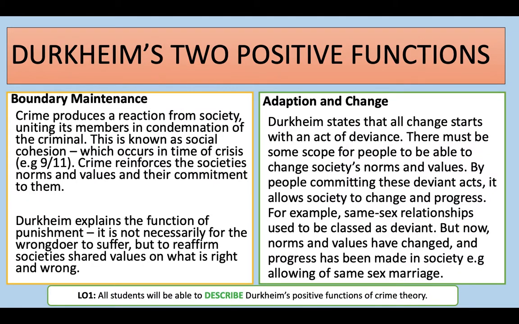Okay, so we've got boundary maintenance and adaptation and change. So when we were talking about social change, Durkheim states that change starts with an act of deviance. There must be some scope for people to be able to change society's norms and values, not too much though. Okay, so by people committing these deviant acts, it allows society to change and progress. For example, same-sex relationships used to be classed as deviant, but now norms and values have changed and progress has been made in society, allowing same-sex marriage.